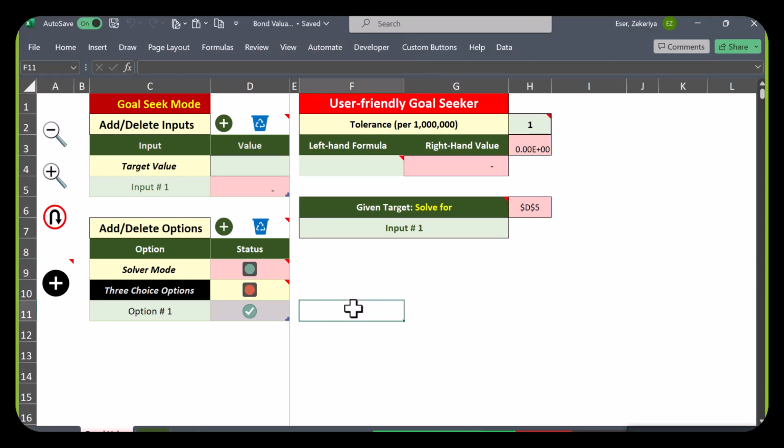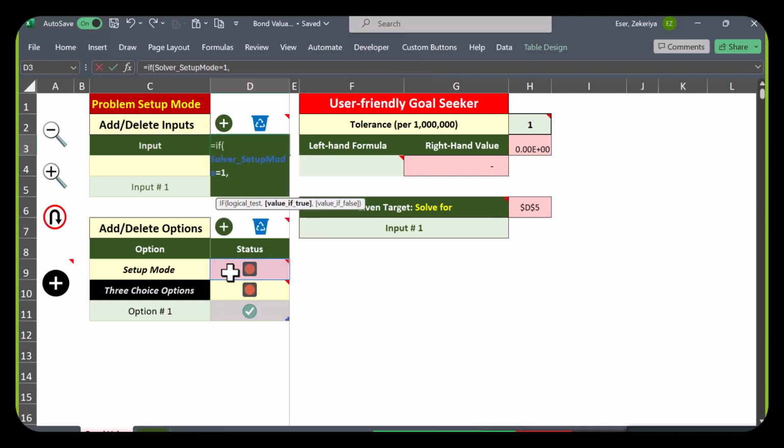All right. This is my generic solver thing. Let's add some inputs. I don't have any of the options. I want to be in setup mode first. I'm going to call this, let me see, if I'm in solver mode, this is going to be market value. Otherwise, nothing.